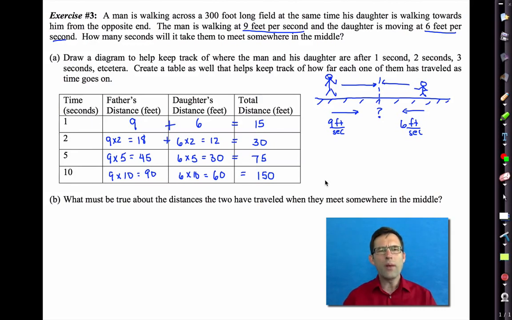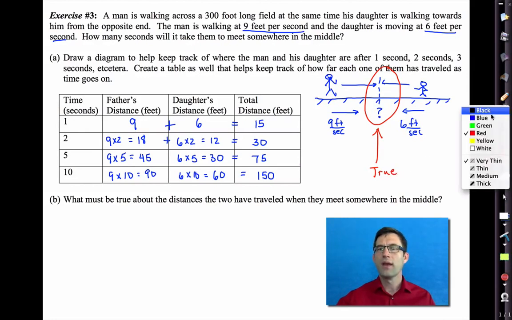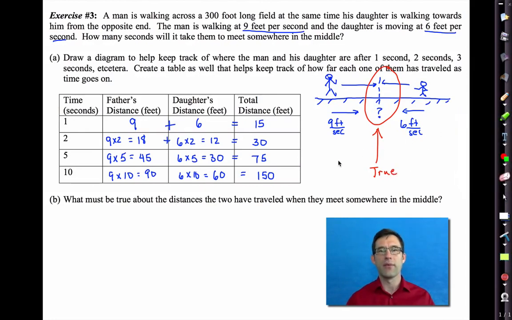Part B asks, what must be true about the distances the two have traveled when they meet somewhere in the middle? So when they meet, at that magic moment that we're looking for, at this point in time, what must be true? I'd like you to pause the video and take a while to really think about this. And let me give you a hint. They haven't met yet after 10 seconds, and I can tell that by simply looking at this value. Pause the video now and think about letter B.